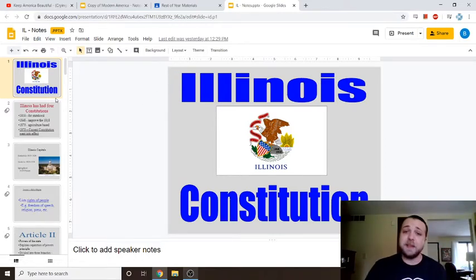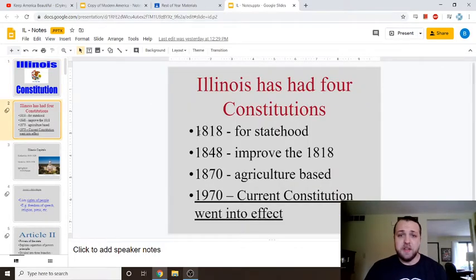This unit is all about the Illinois Constitution. Our state government is very similar in structure to the federal government. It's just smaller, and it's located in Springfield rather than Washington, D.C. Here's our state flag. Illinois achieved statehood in 1818.